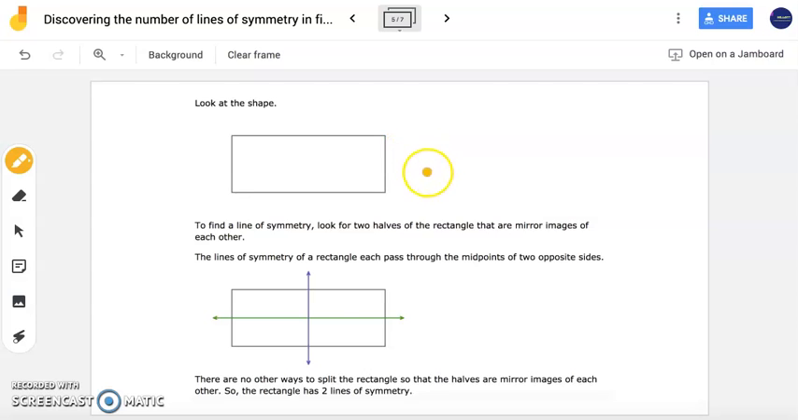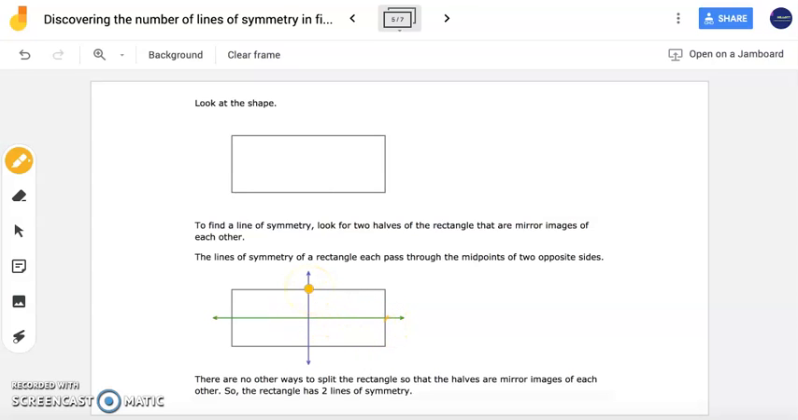Now again, we're going to look at this shape. Here we have a rectangle. As a reminder, to find a line of symmetry, look for two halves of the rectangle that are mirror images of each other. The lines of symmetry of a rectangle each pass through the midpoints of two opposite sides. So notice here, this is my midpoint of my length, and this is my midpoint of my width. And notice my horizontal line is passing through the midpoint, or that middle region, of both my widths, and that green line is forming one line of symmetry.